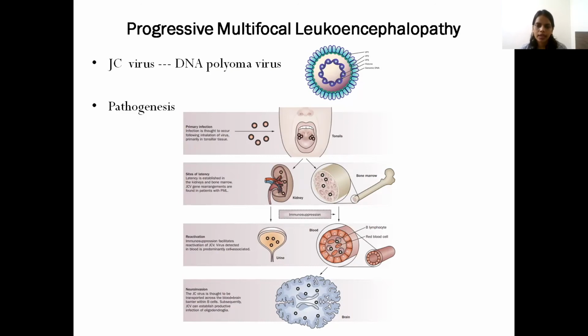After that, it gains access into the brain, and infects both the astrocytes and the oligodendrocytes. When lysis of these infected cells occurs, the virions are released, and they can again infect nearby or adjacent cells.